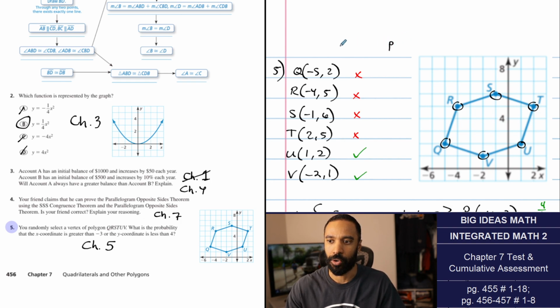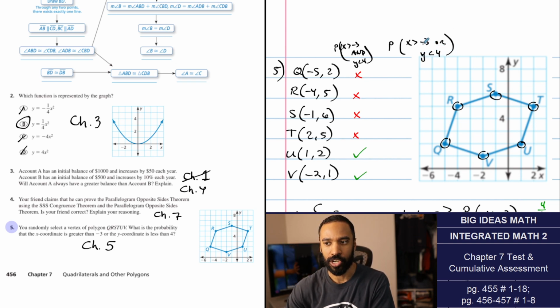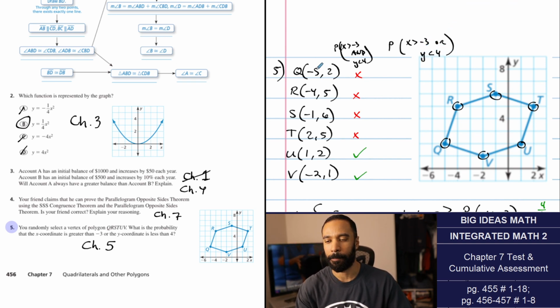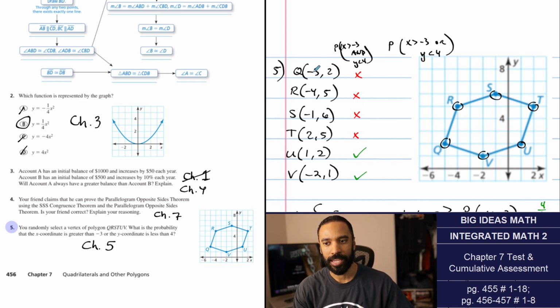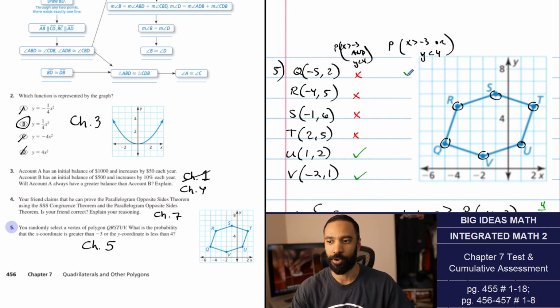Probability... so, hold on. This is the probability x is greater than -3 and y is less than 4. And then let's also look at the probability x is greater than -3 or y is less than 4. As long as you satisfy just one of these, I should get a check mark on it. Is x greater than -3 here? No. Is y less than 4 here? Yes. There's one. Is x greater than -3 here? No. Is y less than 4 here? No. There's the one that shouldn't work. All the others should if we did this right.